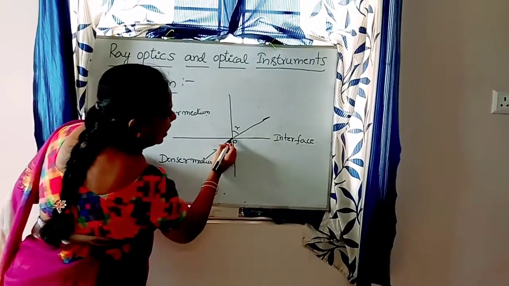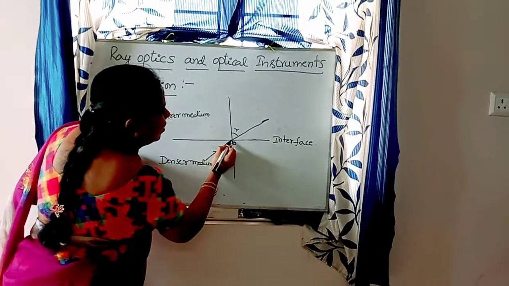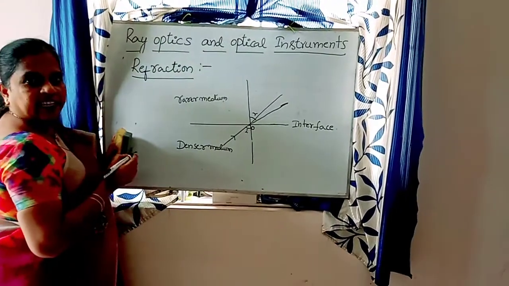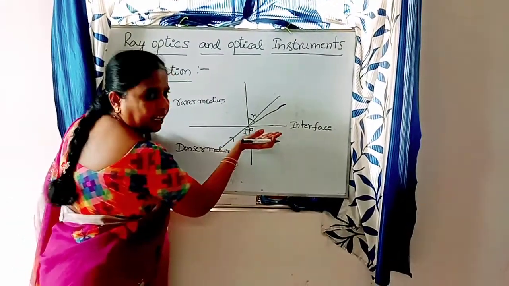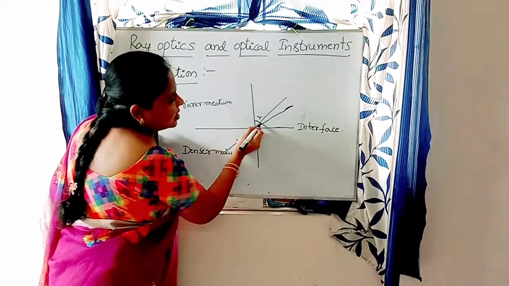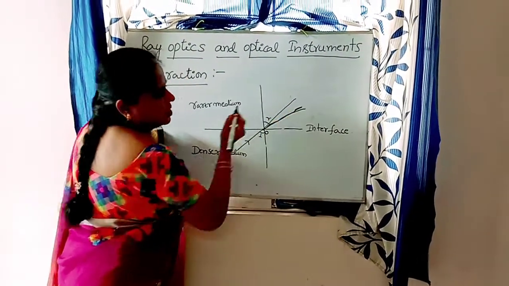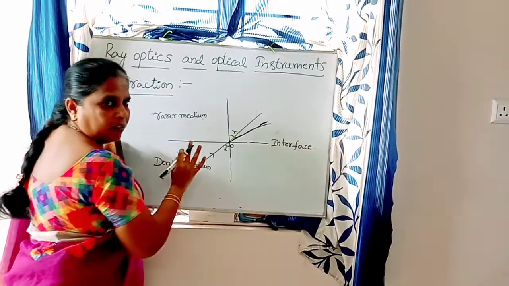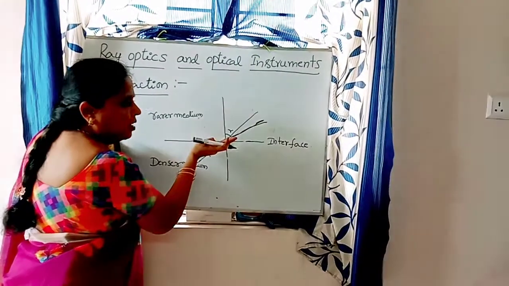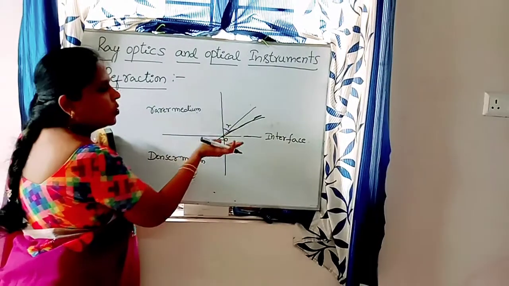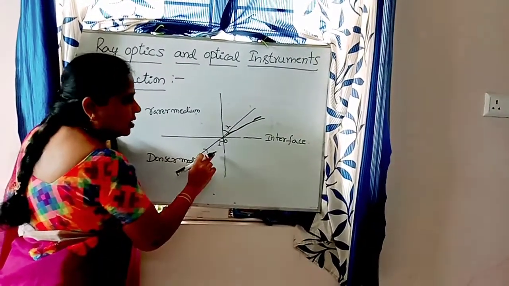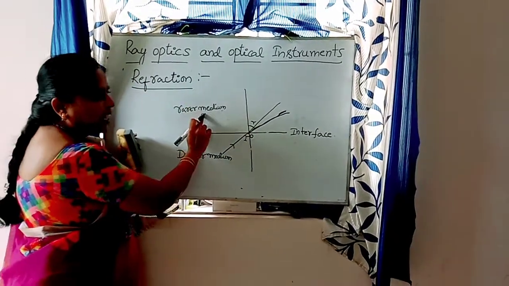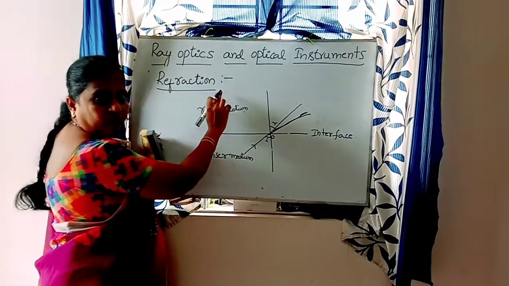But here the light ray does not travel in a straight line, but it is bending like this. So the bending of light which passes from a denser medium to a rarer medium is called refraction.